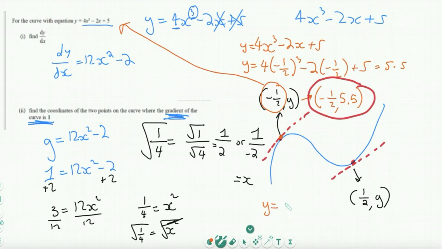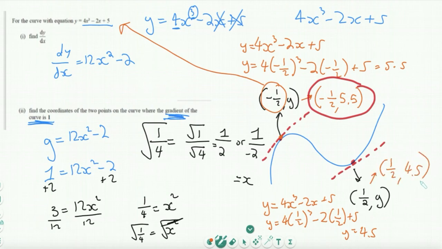y equals 4x cubed minus 2x plus 5. We'll replace x with positive half, so 4 times half cubed minus 2 times half plus 5. And what comes out? 4.5. So this coordinate here is going to be half, 4.5. So these 2 coordinates have a gradient of positive 1.